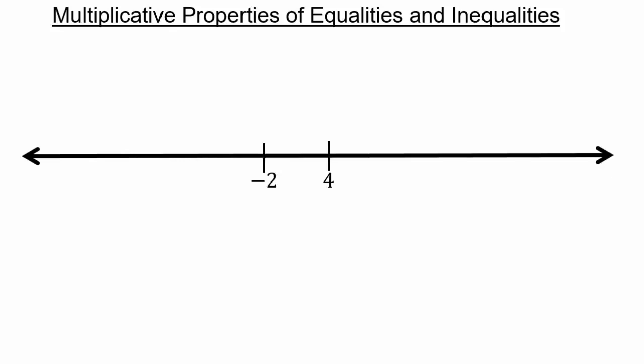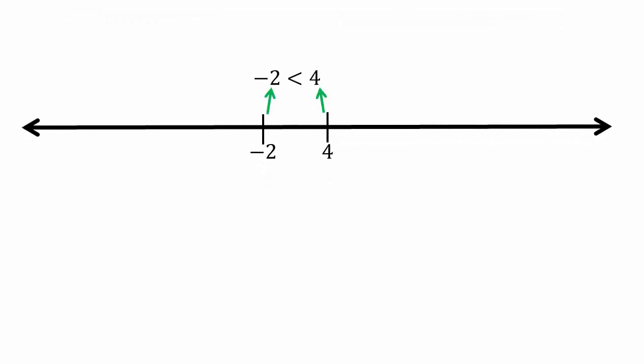All right, let's see how multiplication affects equalities and inequalities. So we have here negative 2 is smaller than 4. We can see how negative 2 is to the left of 4. What do you think happens if you multiply both sides by, say, 3? Well, let's take a look.